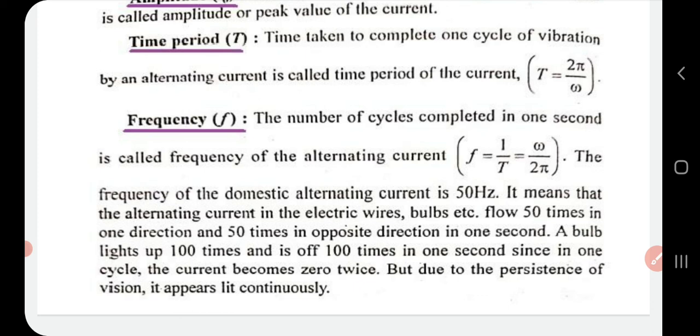Now suppose a bulb lights up 100 times and is off 100 times in 1 second, since in one cycle the current becomes 0 twice. That is, 0 on the positive side and 0 in the opposite direction, the negative side. But due to persistence of vision, it seems to us that the bulb is shining continuously.